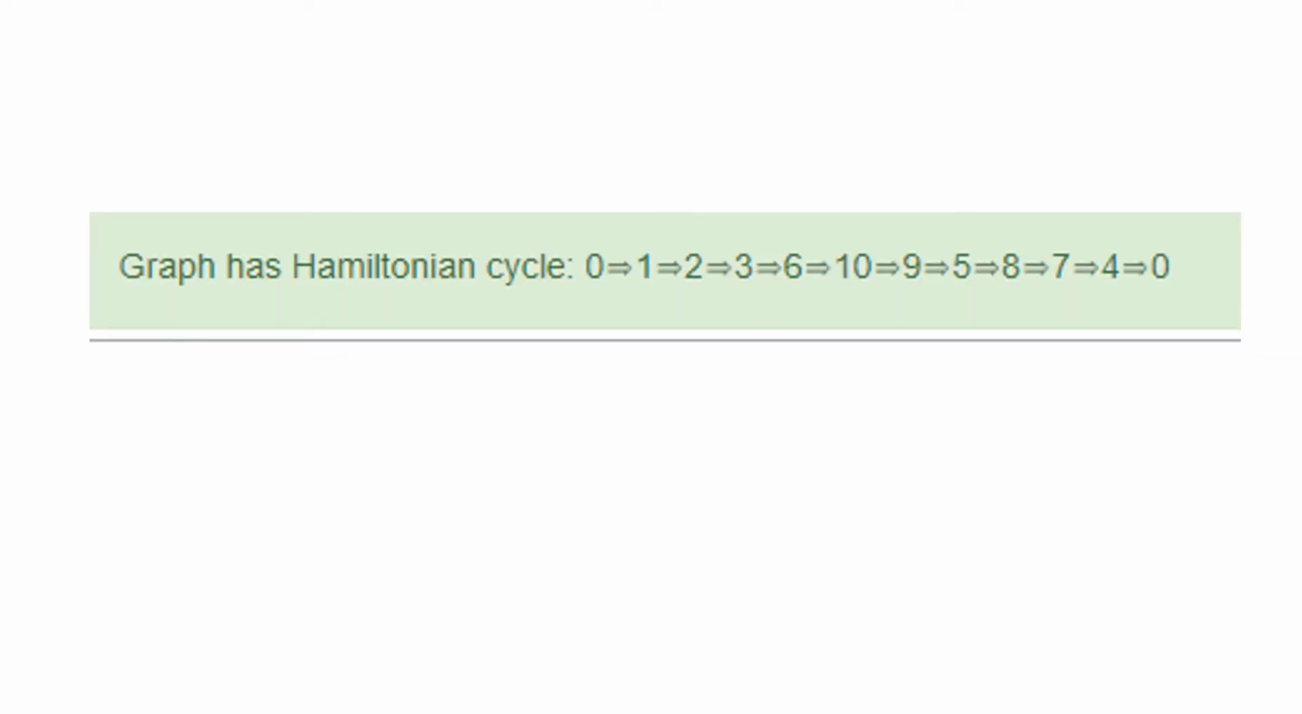Okay, the graph does have a Hamiltonian cycle, and this is the one I found. There may be more, as long as you hit every vertex once. One way you could have done this is to start at 10 and go to 9, to 5, and so on and so forth, and then after hitting 0 you go through these. But you start and end at the same place.